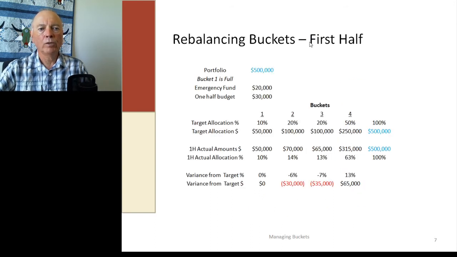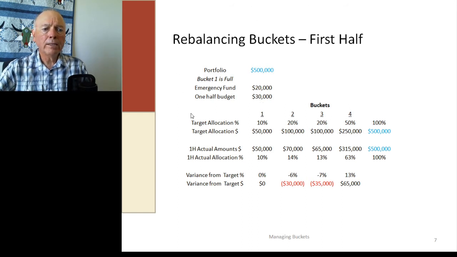Let's take a look at use case number 2, rebalancing buckets, again for the first half. So we're assuming, just to make numbers easy for me to work with, a portfolio of $500,000. And bucket 1 is full. Our emergency fund, likewise, is $20,000, and it is full. There's $30,000 that comprises our first half budget.